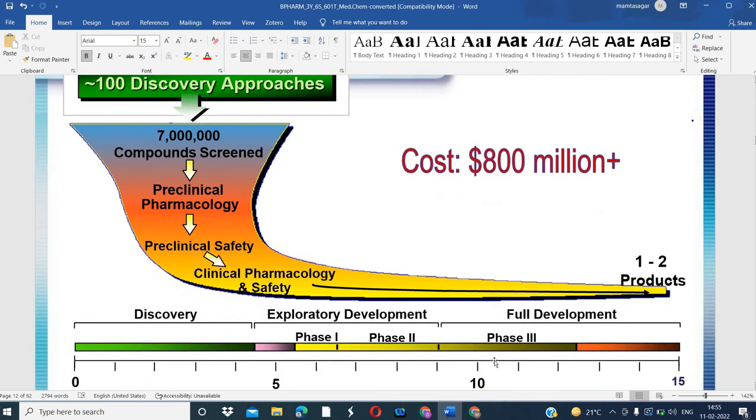Here you can see different compounds are screened. Then there is preclinical pharmacological testing, then preclinical safety testing, then clinical pharmacological testing. So these are different types of testing. There is a lot of experiment, and the cost is also very high. $800 million. Who has that? Who has the courage to make the drug?